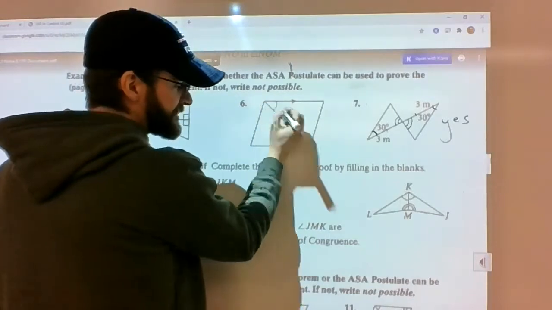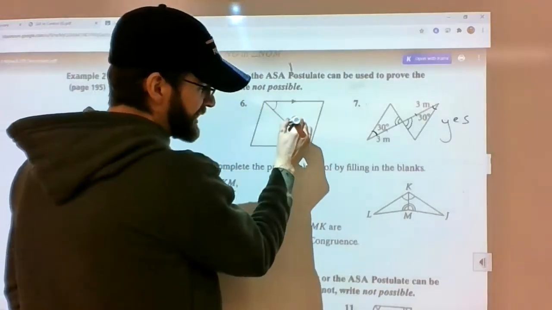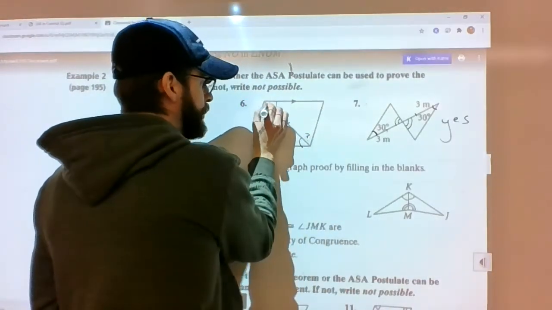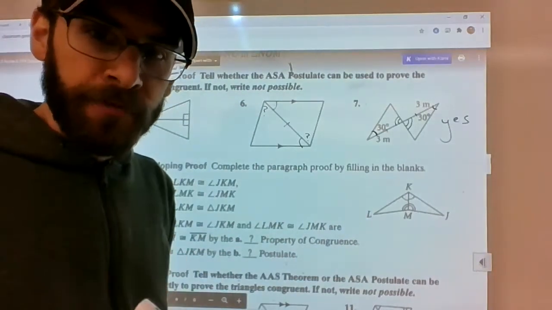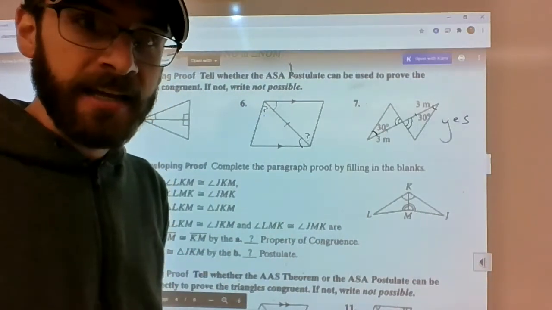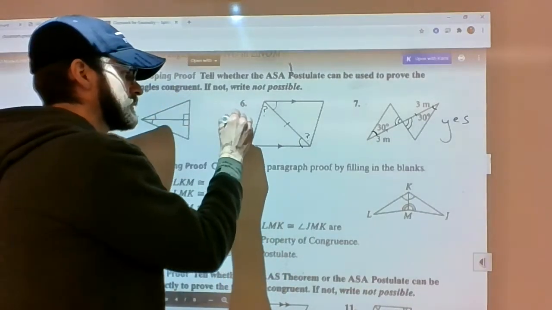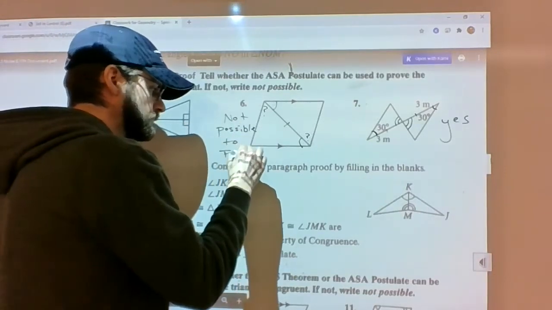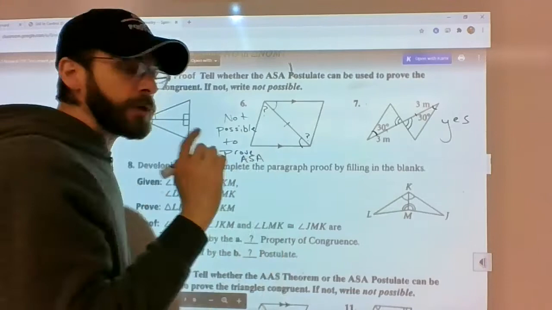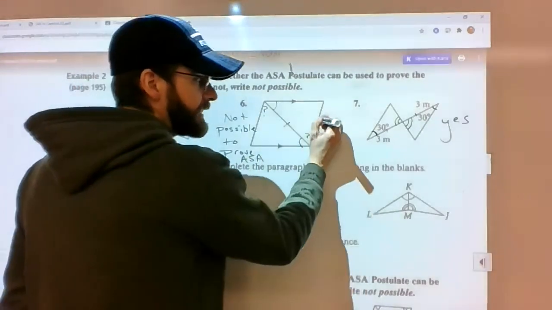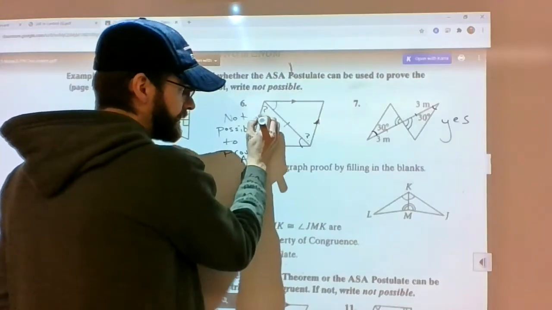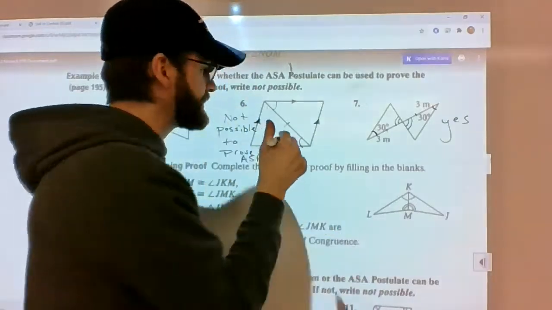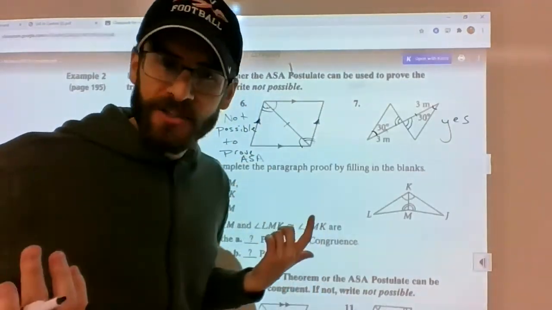For sure, this has to be congruent to this. For sure, this has to be congruent to itself. But beyond that, we do not know. And that's why we cannot prove it to be possible to use ASA for congruence. It would be possible if we had these little arrowheads here. If these little arrowheads were here, then you'd say yes. But those little arrowheads weren't given to us.